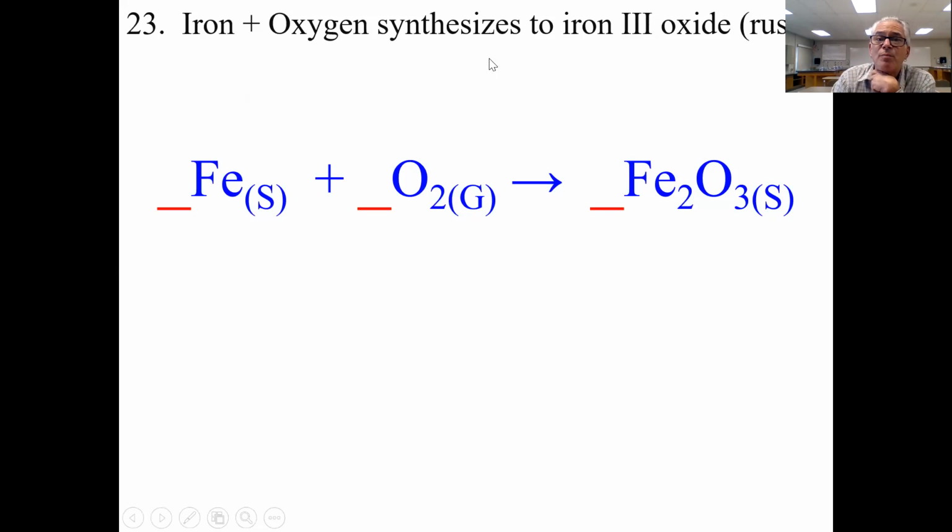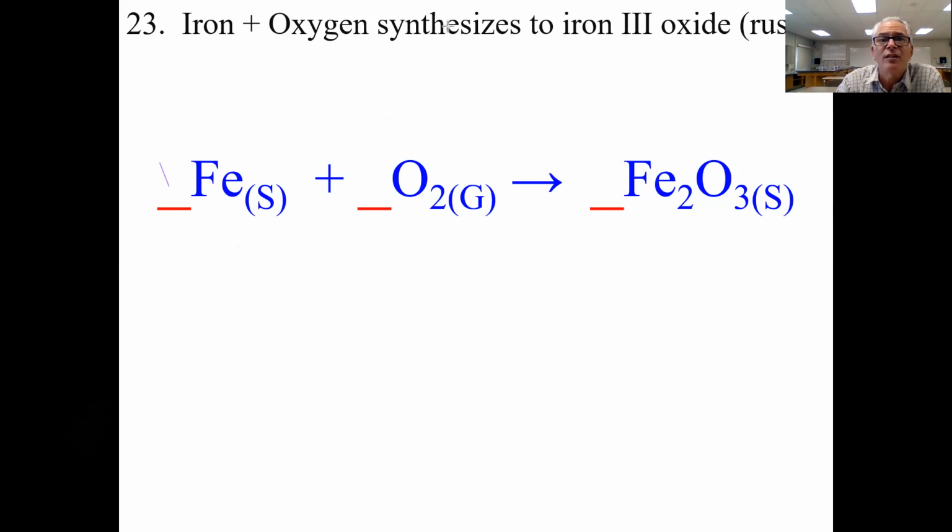You know what? I think I'm going to use this pen, and I'm going to try to write here and see if we can help you do this. Now, this is how we're going to start. There's one iron in the reactant. There's 2 irons in the product. So first, I'm going to put a 2 here.